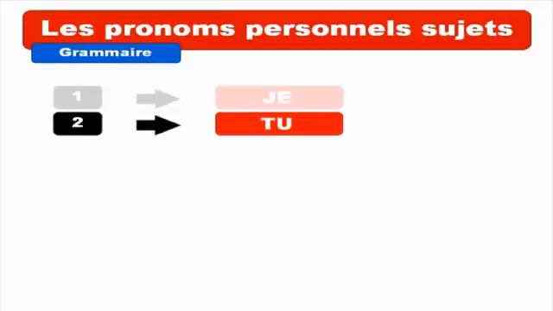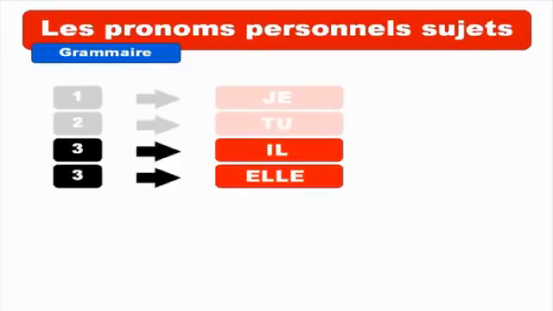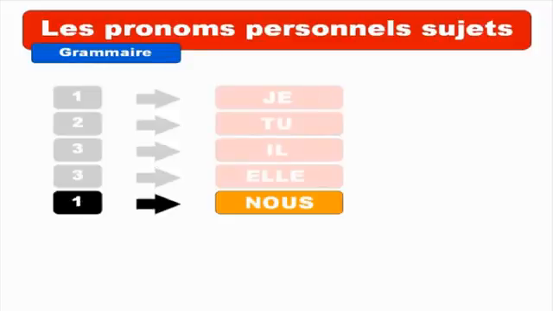Second person is tu. Repeat. Tu. Okay. And then third person, we've got the masculine form, it's il. Repeat. Il. Okay. And the feminine form, it's elle. Repeat. Elle.